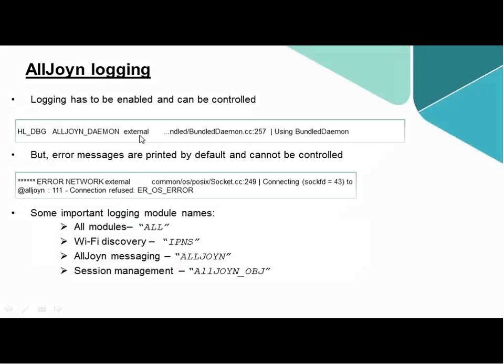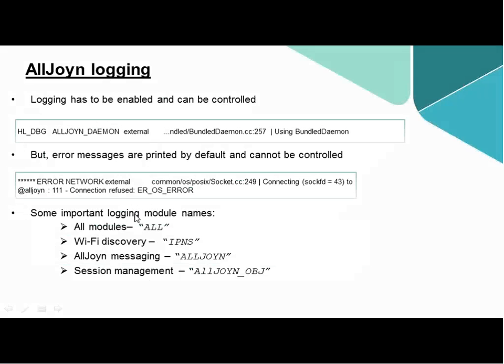Some more details about AllJoyn logging. Logging always has to be enabled either using the macro or using the APIs that we saw, and it can be controlled. It has verbosity levels, but error messages, on the other hand, are printed by default and cannot be controlled, which is of course right, because if the system is running into some errors, you need to notify the developer about these errors so that corrective actions can be taken. So the error messages will always be printed by default either onto the logcat messages or onto the console where it is running.